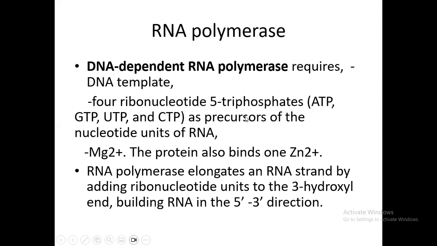So RNA polymerase is the enzyme that is involved in the transcription process. It is also known as DNA-dependent RNA polymerase since the enzyme makes use of DNA as a template. During the process, it makes use of ribonucleotides ATP, GTP, UTP, and CTP as building blocks or precursors. It also needs Mg2+ ions and Zn2+ ions as cofactors. The RNA polymerase performs the elongation reaction in 5' to 3' direction using the 3' to 5' template DNA strand.